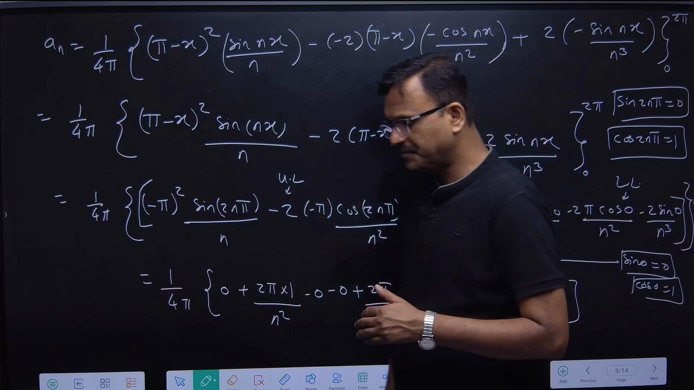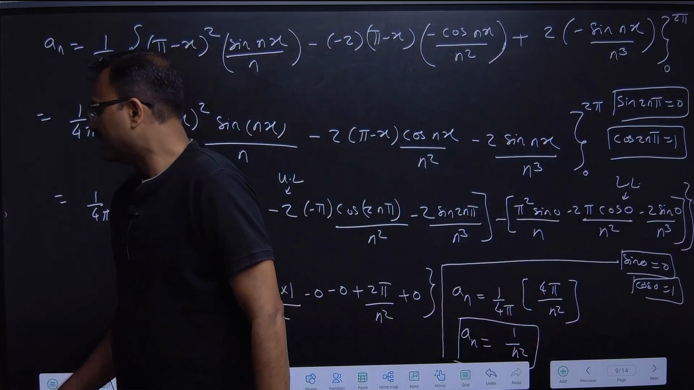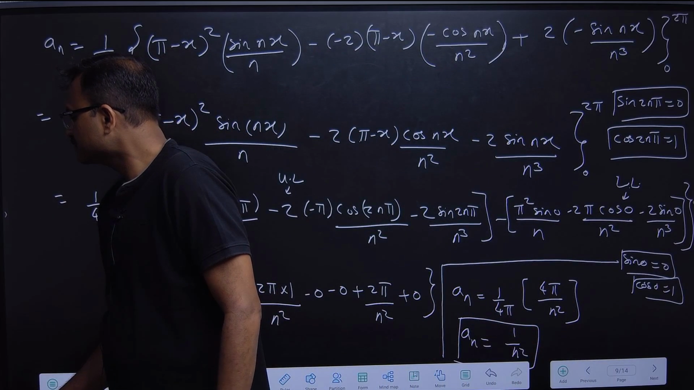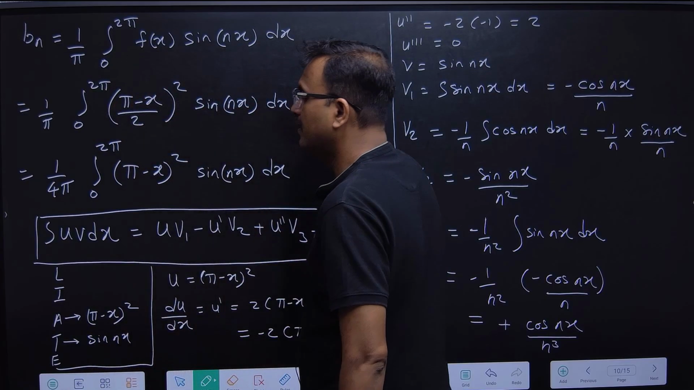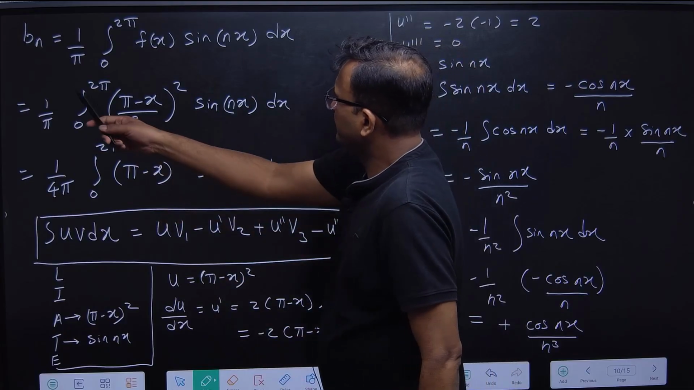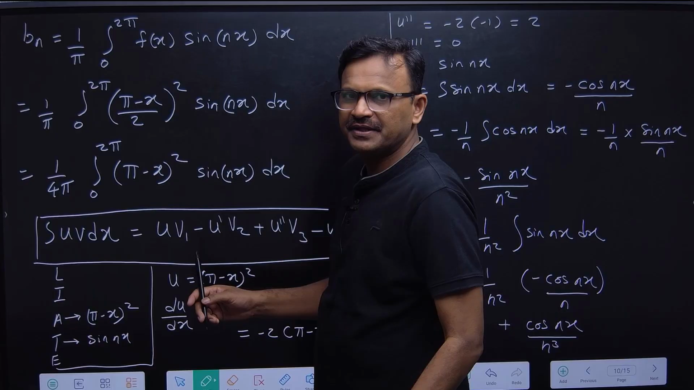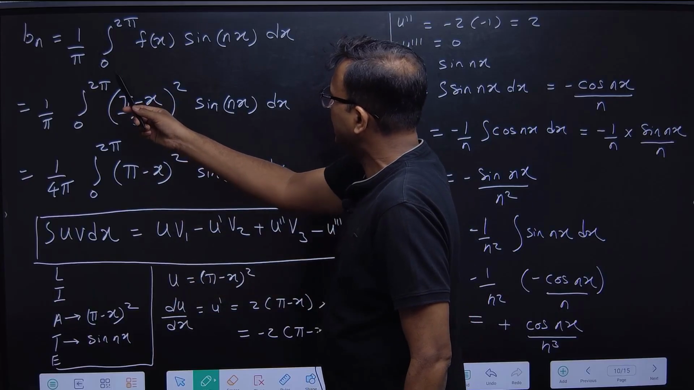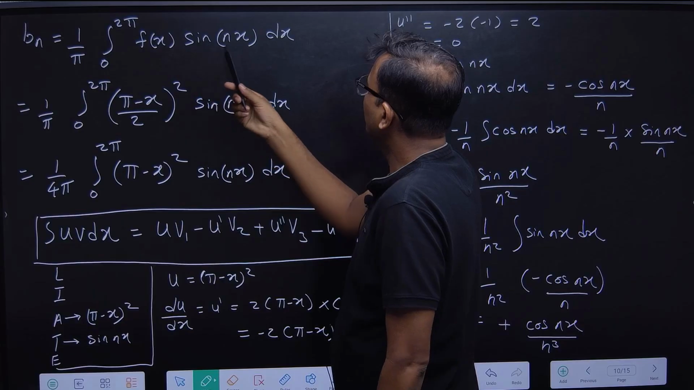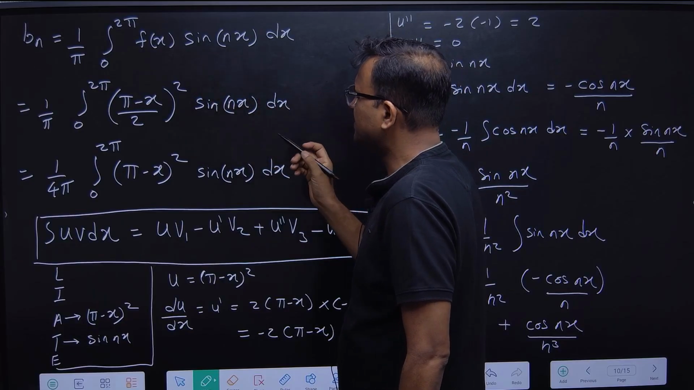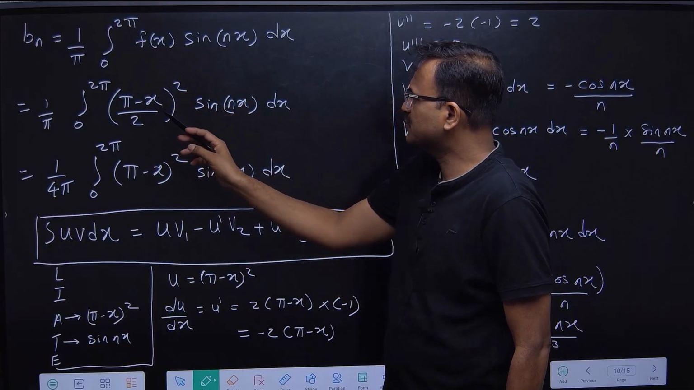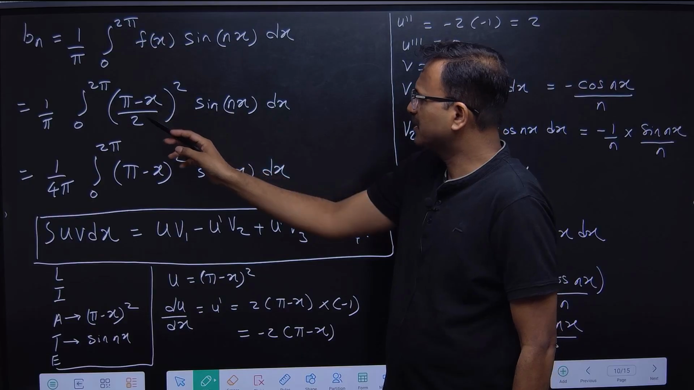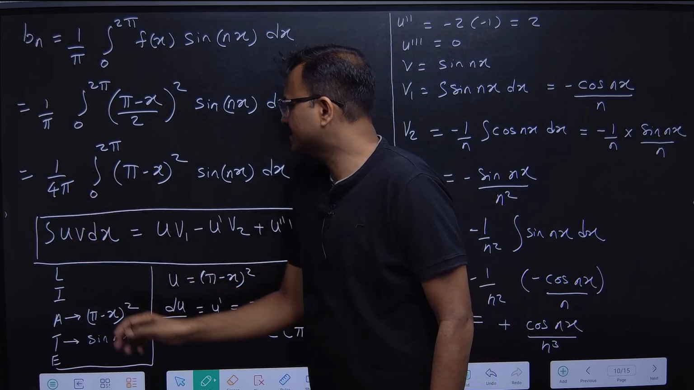Now we have to find bn. To find bn, the formula is 1 upon pi integration with limit 0 to 2 pi f of x into sine nx dx. Now, in our example, the value of f of x is pi minus x upon 2 the whole square. So it becomes pi minus x the whole square upon 2 square. That 2 square will be 4. I have taken it outside the integration.